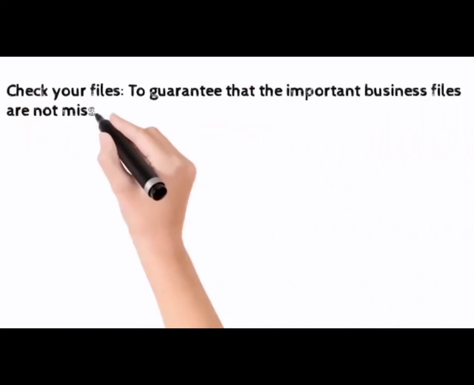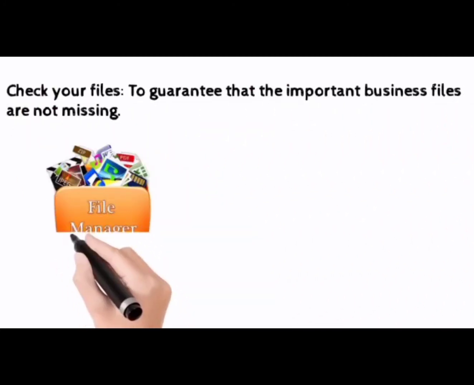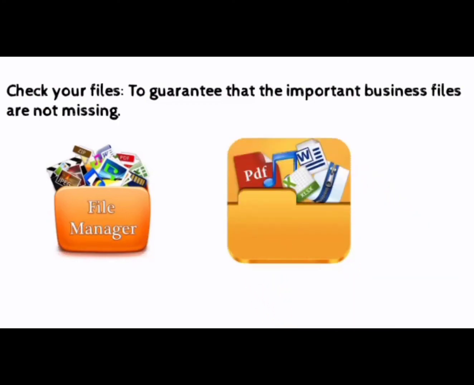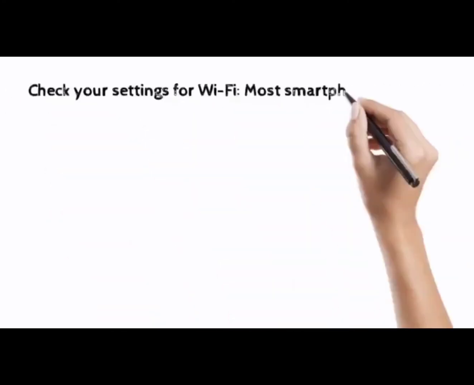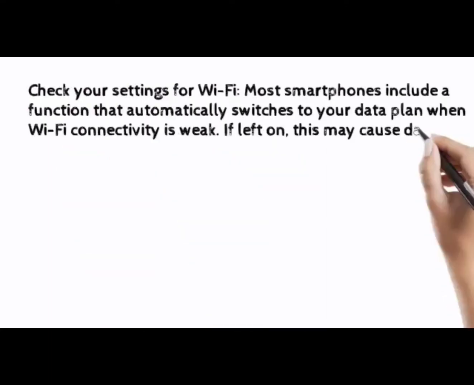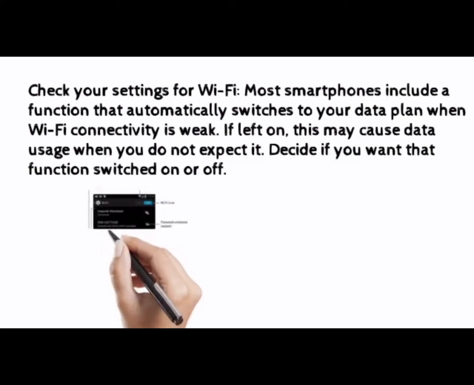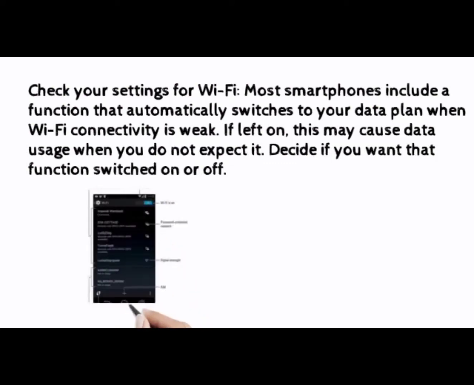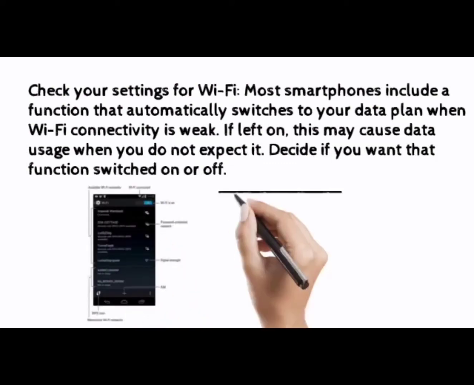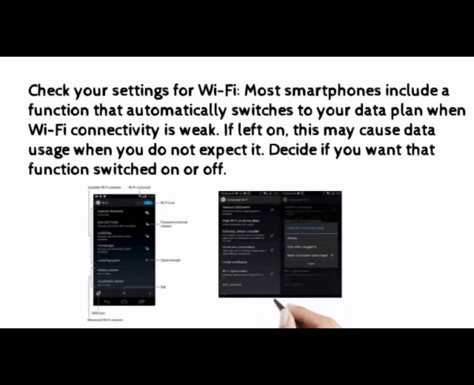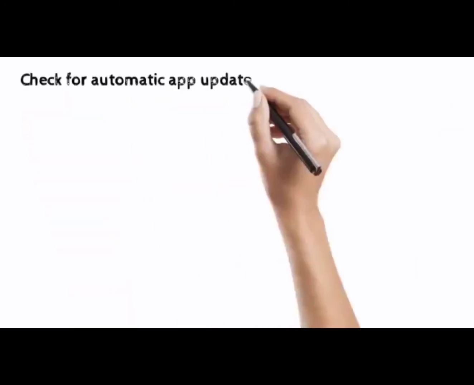Check your files to guarantee that the important business files are not missing. Check your settings for Wi-Fi. Most smartphones include a function that automatically switches to your data plan when Wi-Fi connectivity is weak. If left on, this may cause data usage when you do not expect it. Decide if you want to switch the function on or off.